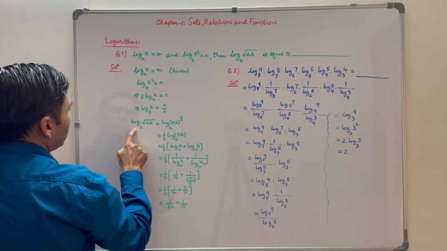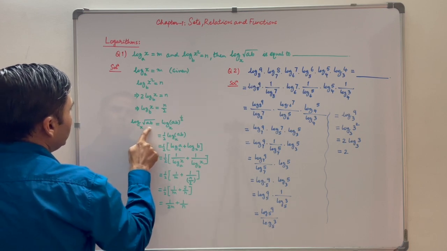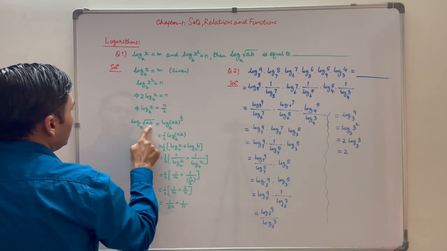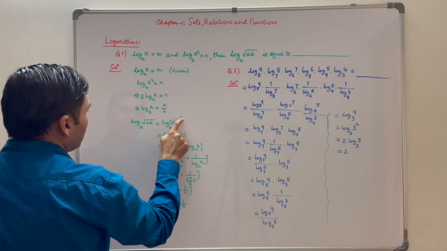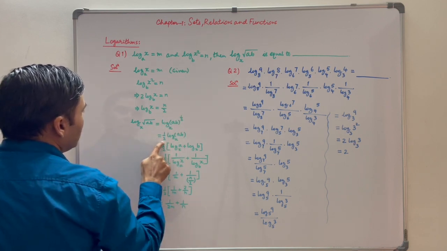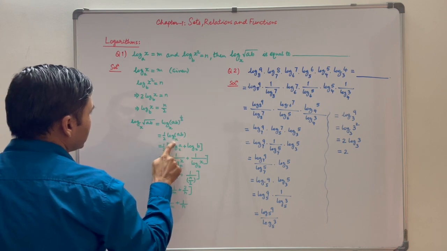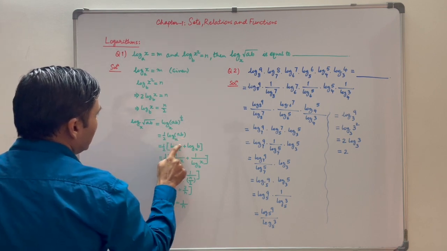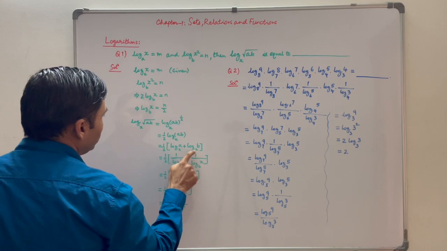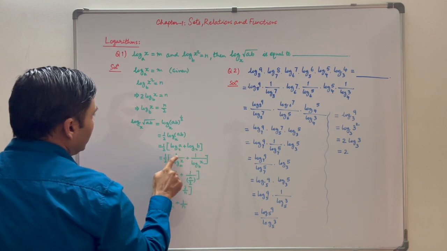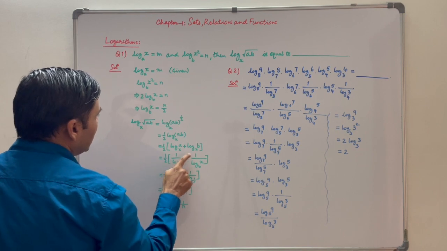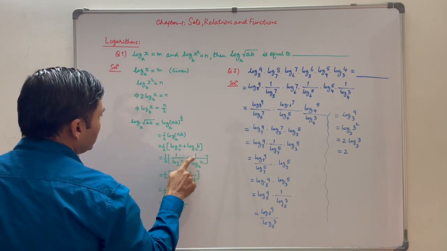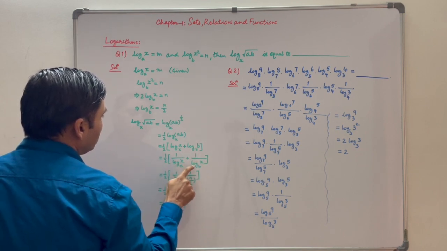We have to calculate the value of log root ab to the base x. Root ab can be written as ab to power 1 by 2. This power can be taken here. So 1 by 2 log ab to the base x. This can be simplified as log a to the base x plus log b to the base x. And log a to the base x can be written as 1 upon log x to the base a, and log b to the base x can be written as 1 upon log x to the base b.